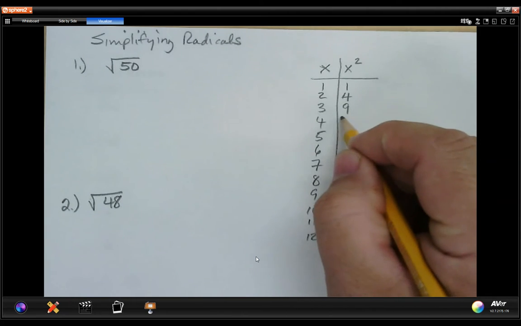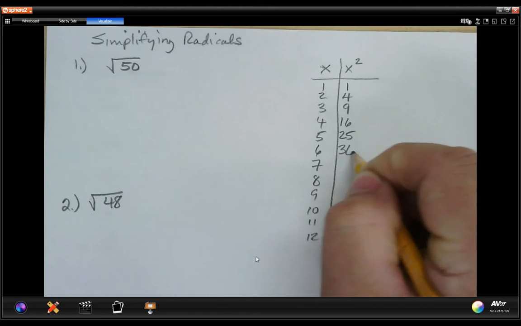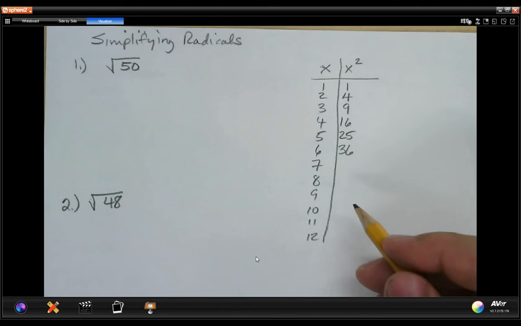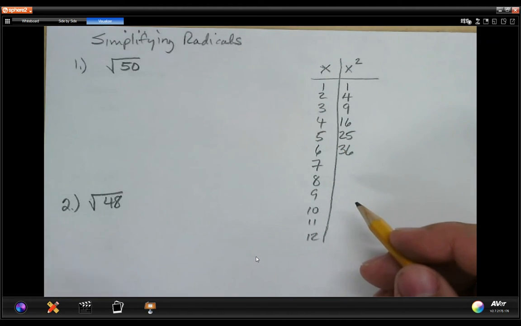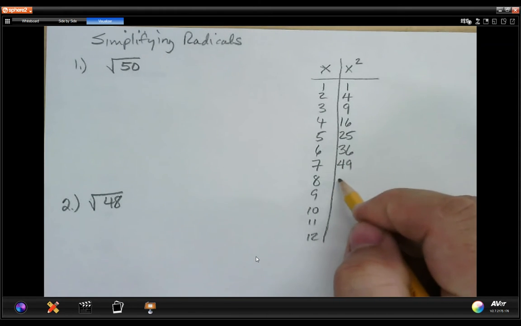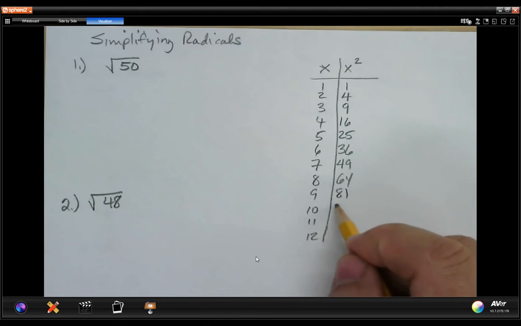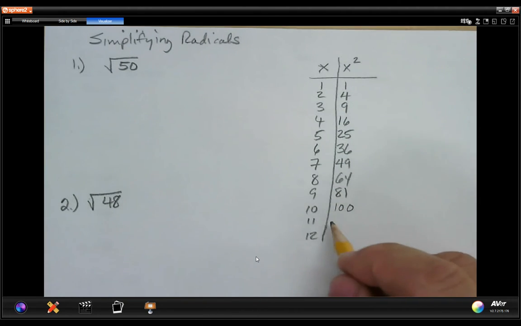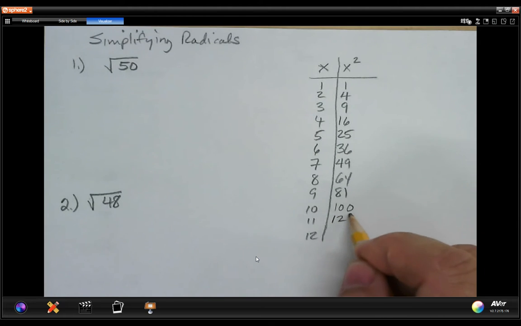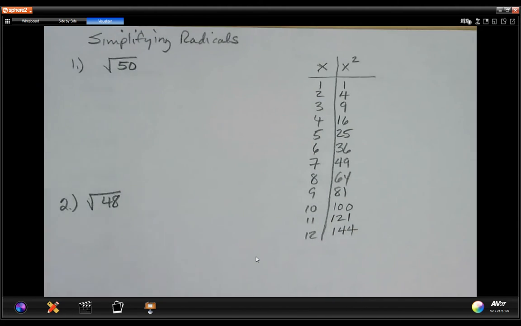So 4 times 4 is 16. 5 times 5 is 25. 6 times 6 is 36. I'm just doing these real quickly, but you could check them on the calculator and make sure they're correct. 7 times 7 is 49. 8 times 8 is 64. 9 times 9 is 81. 10 times 10 is 100. 11 times 11 is 121. And 12 times 12 is 144. And that's probably enough for now.